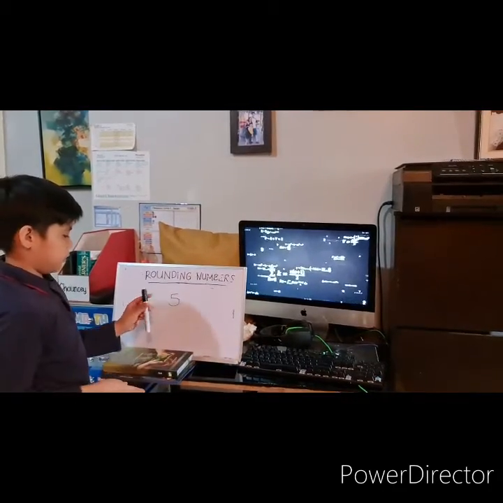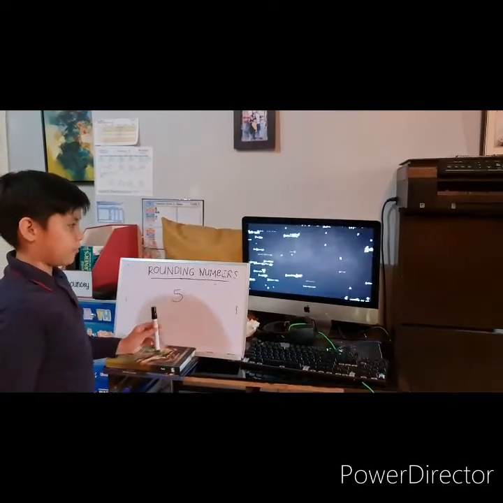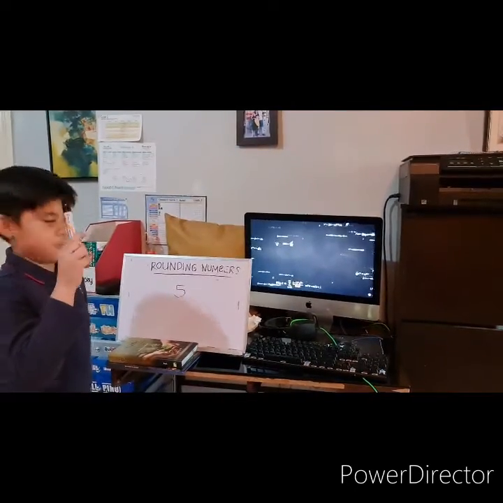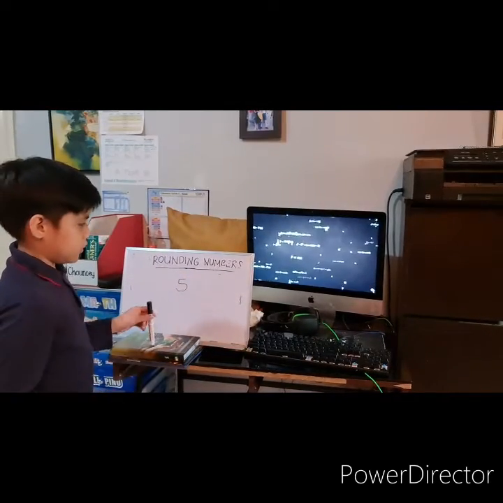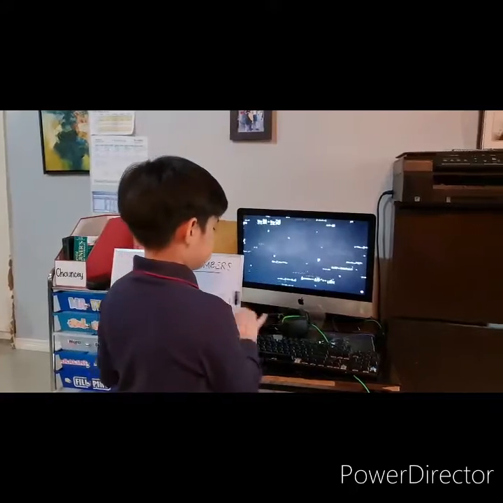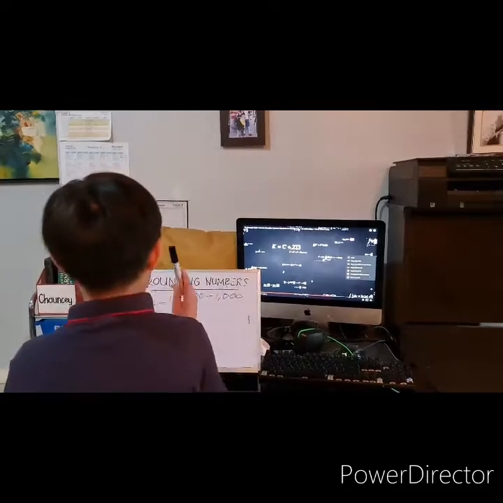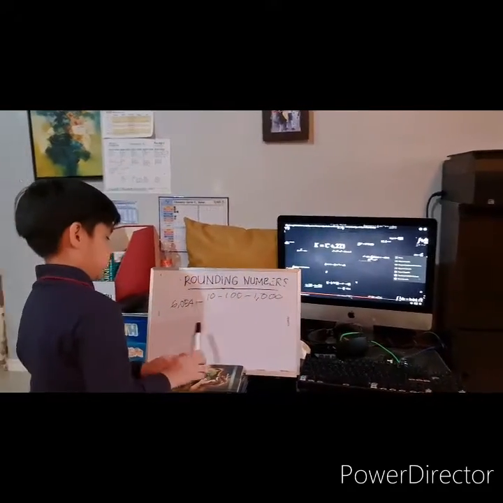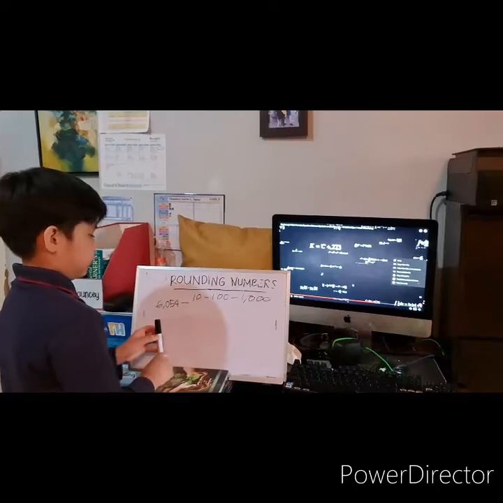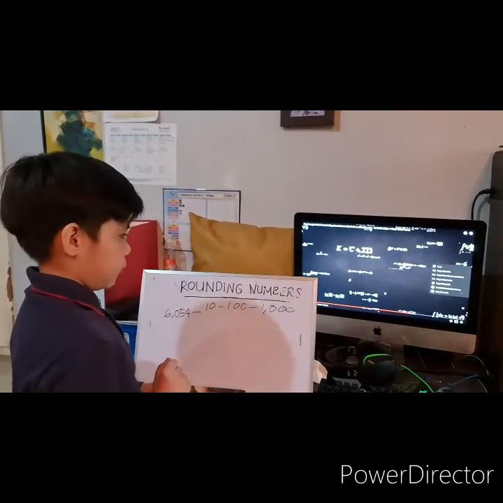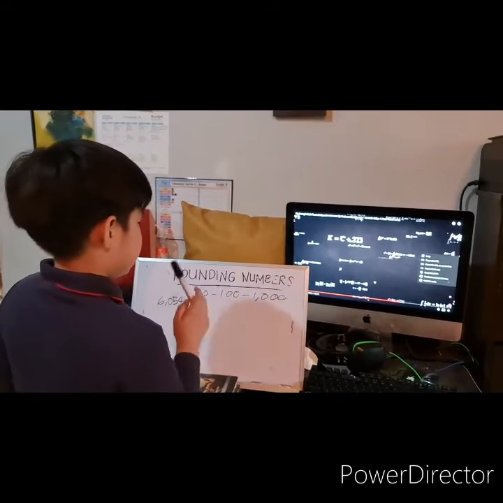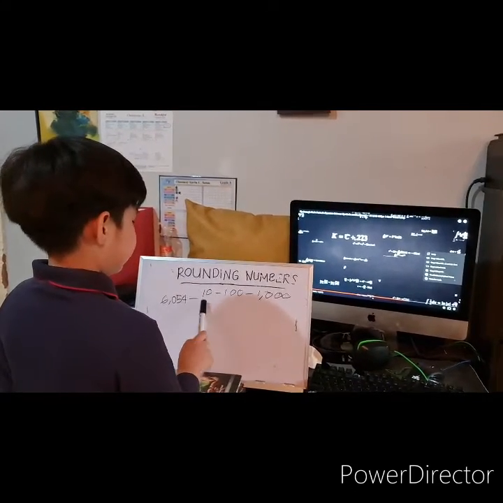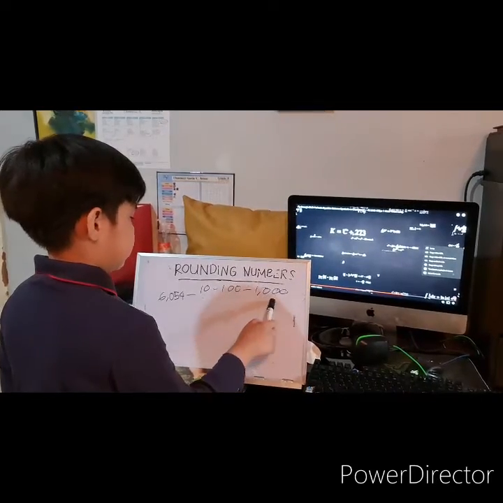If it is above 5, then you round up. If it is below 5, then you round down. So that is all of the rules of rounding numbers. Now we shall start on answering. So here's an example of rounding numbers: 6,054. Before we do this, we'll discuss the 3 main units of rounding numbers, which are 10, 100, 1,000.